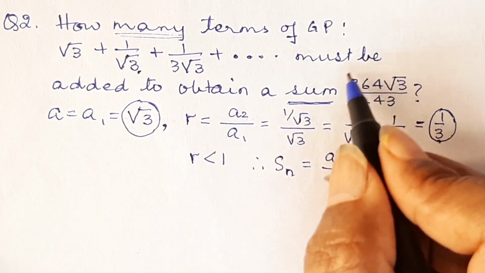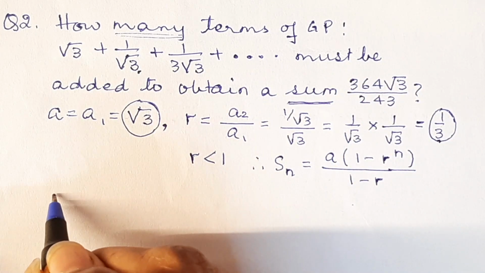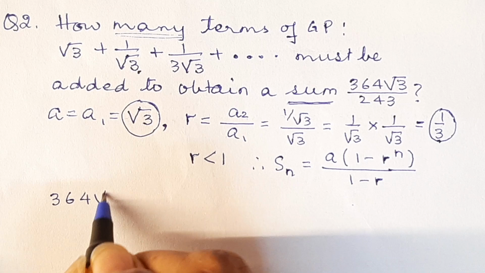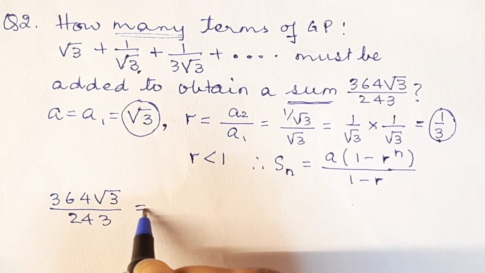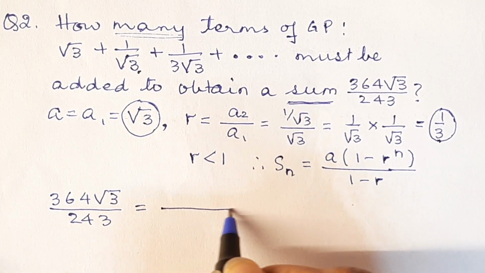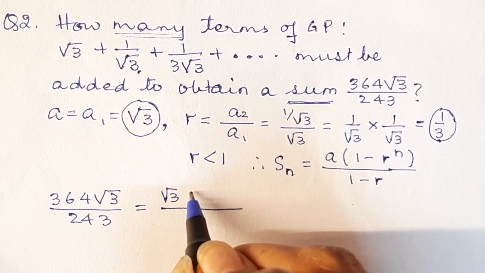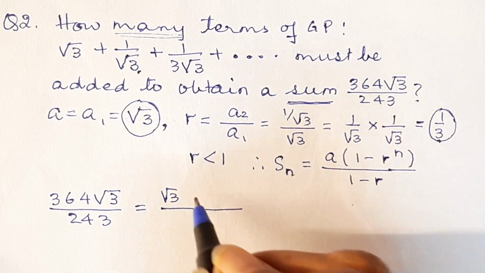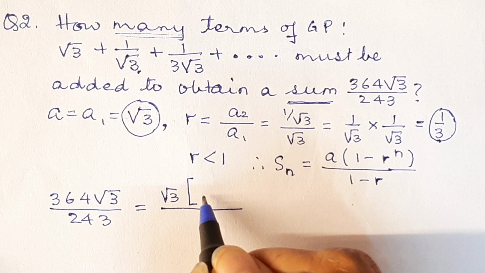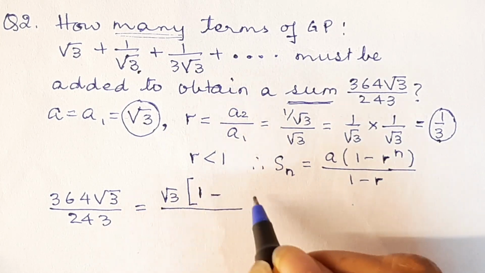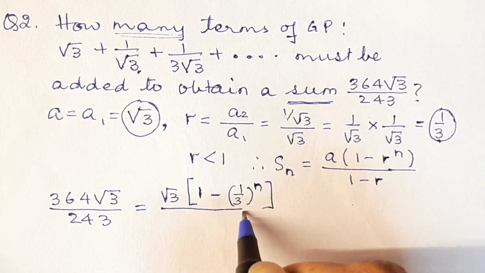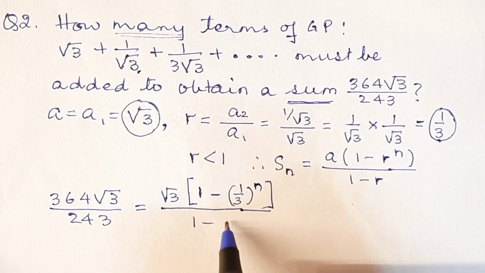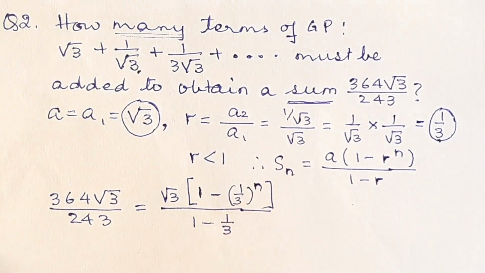Sn, we have been given this number. So we will write 364 root 3 upon 243 is equal to, what is our a value? It is root 3, into bracket, now this is a fraction, so we'll put a box bracket here, and we'll put 1 minus r, which is 1 upon 3, and that to the power n, and that upon 1 minus 1 upon 3, which is the value of r.